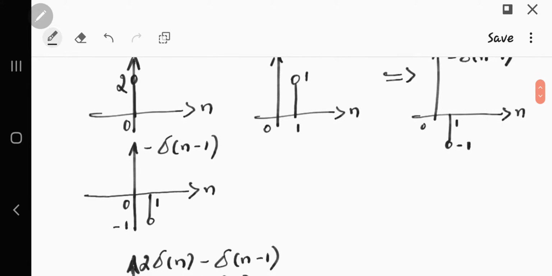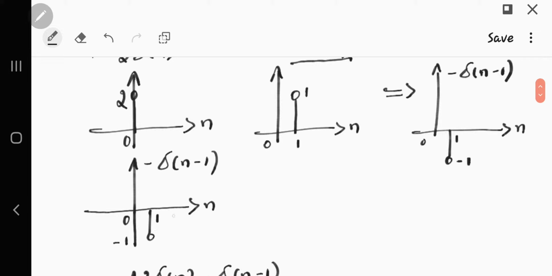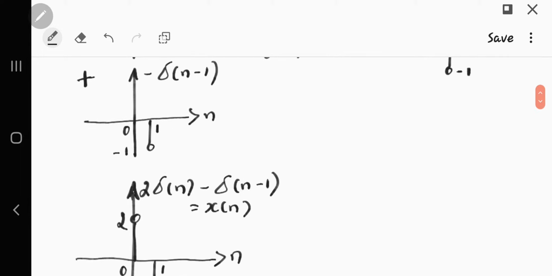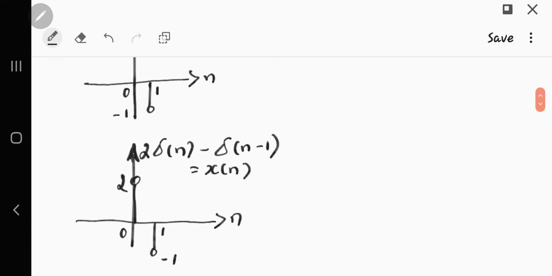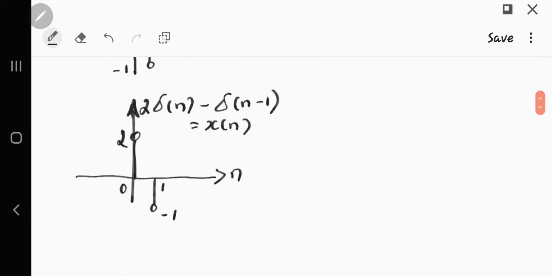So this is the signal minus delta n minus 1. Now this signal I have written here for convenience to perform the addition operation. So we are performing the addition of 2 delta n plus minus of delta n minus 1. Now when you perform this addition operation, at the origin we have a sample with amplitude 2, and at 1 we have a sample with amplitude -1. So both of them are added to get 2 delta n minus delta n minus 1. So this is the end signal, which is nothing but our x of n.